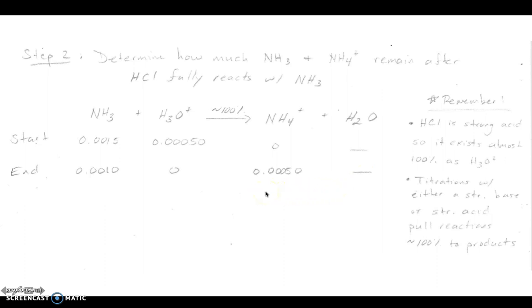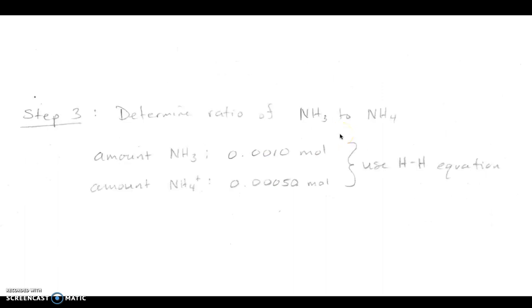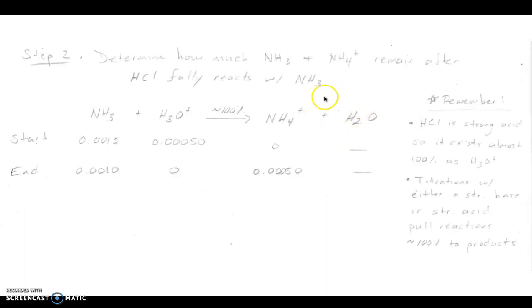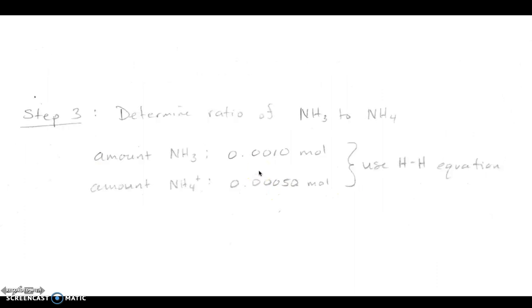is that after that HCl is fully done reacting with that weak base, I only have a couple things left in solution, right? I have ammonium, I have ammonia, and I have water, right? So now I have to figure out from this information what is going to be the pH of the solution.